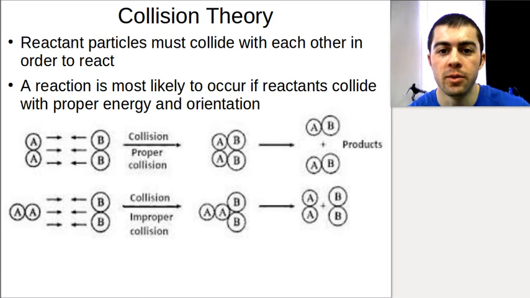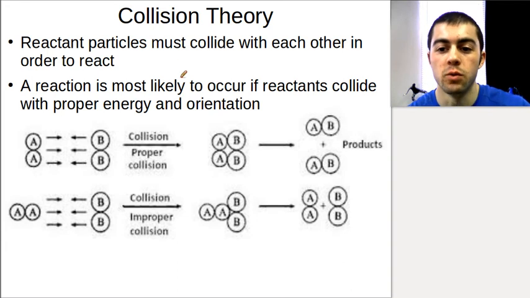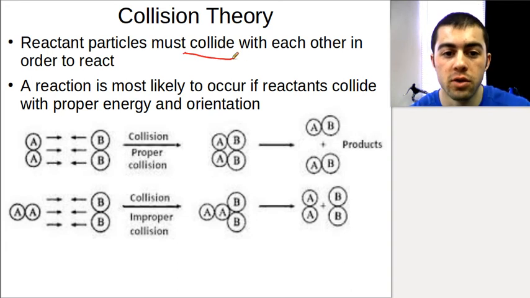Alright, in this Regents chemistry video we're going to talk about collision theory and rate of reaction. Collision theory is basically the idea that in order to have a reaction we need the particles to collide with each other. That's very important: if we want the particles to react, they have to have some sort of interaction with each other in the form of collisions. So they have to collide with each other in order to react.